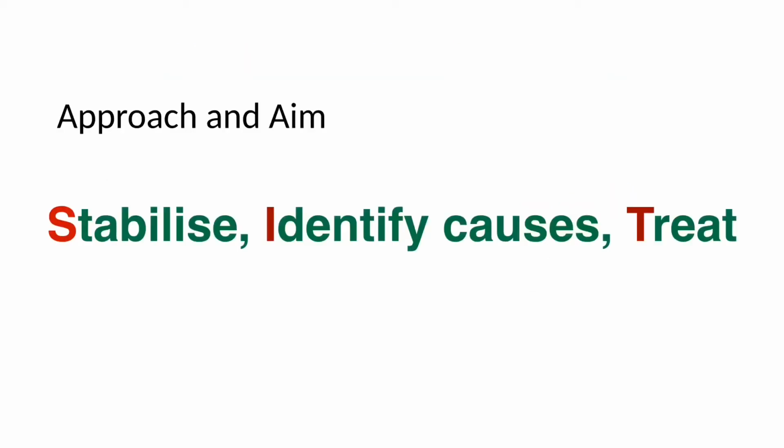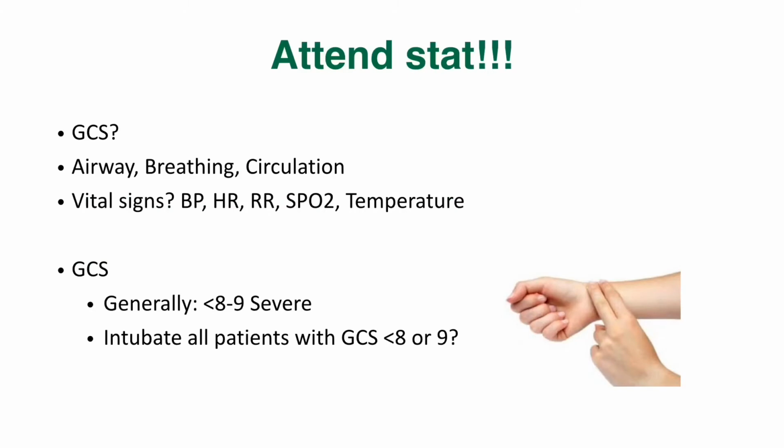Like any emergency in the ward, the priorities are to stabilize the patient, identify the cause, and treat the cause. Loss of consciousness is a medical emergency with a wide range of causes. Hence, the patient should be attended stat. Upon reaching the patient's bedside, immediately assess the airway, breathing and circulation. Check the patient's GCS and vital signs. Look hard for signs of hemodynamic instability. Don't forget the glucose level.